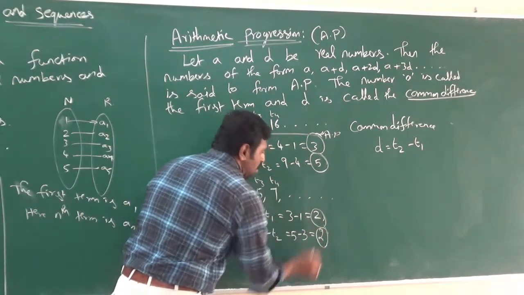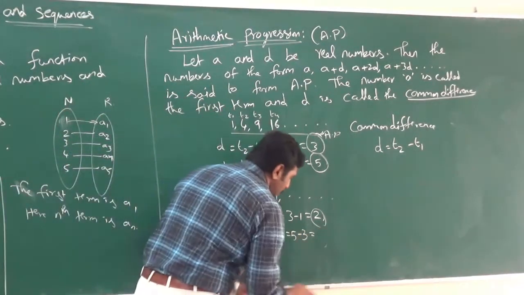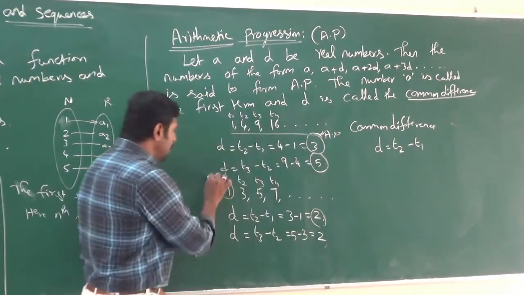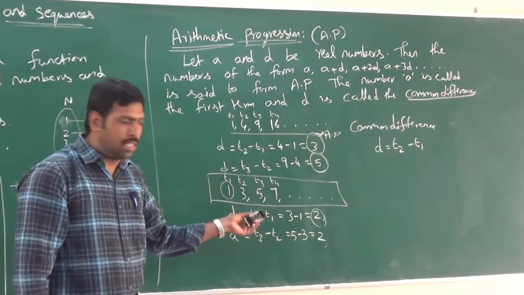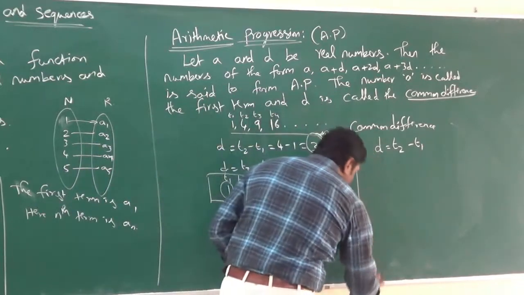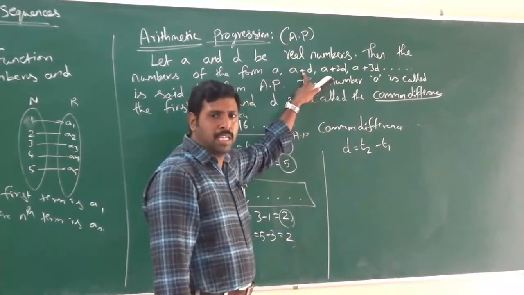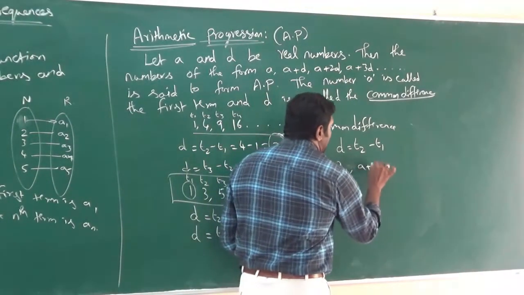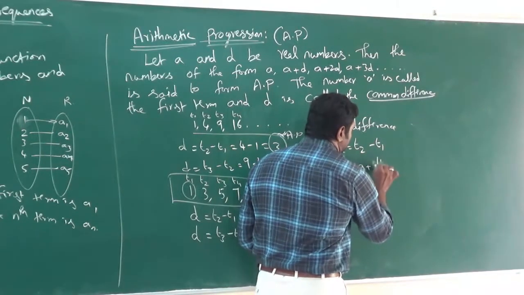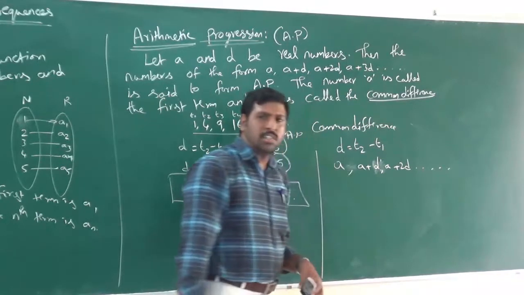See, here we have the common differences are equal, right? Common differences are equal. Then we can say this sequence is an arithmetic progression, right? Here we have the general term and general form. Here it is the general form of the AP. We say it is a, a plus d, a plus 2d and it goes on. It is the general form.